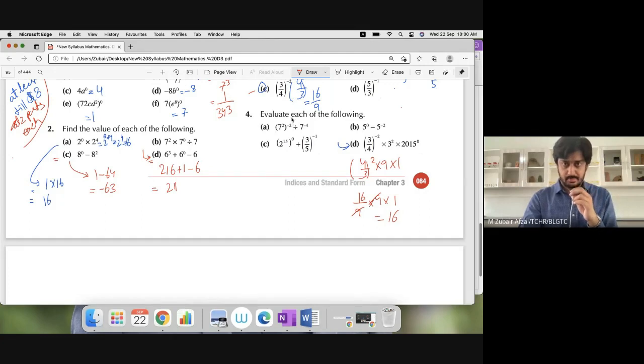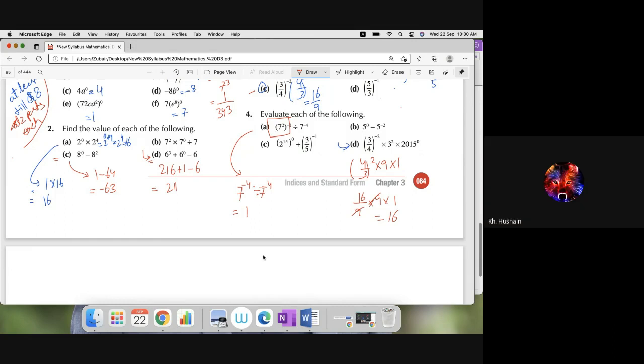It is step by step. There is this minus 2 on this number. So I'll write 7 raised to power minus 4 divided by 7 raised to power minus 4. Luckily, both these numbers are exactly same, straight away 1. 7 raised to power minus 4 divided by 7 raised to power minus 4, answer is 1. Is it clear?